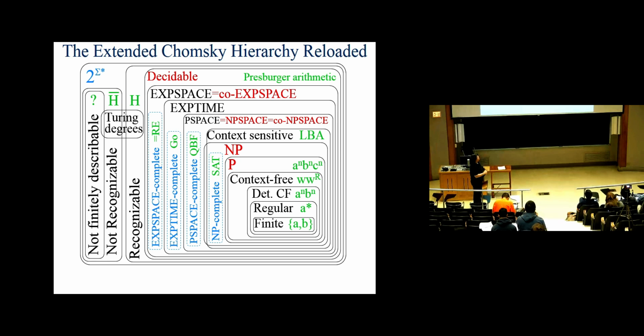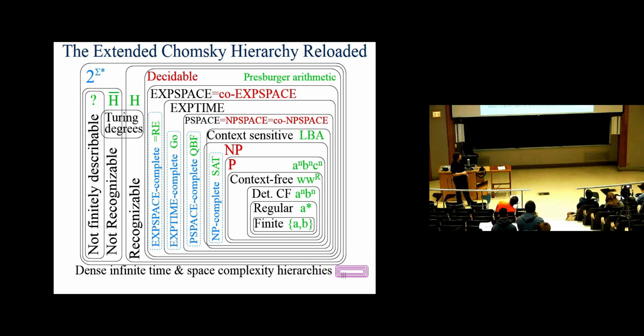But there's plenty of things here that are not the same. For sure, we know that, right? So the dense infinite space and time hierarchies, the complexity classes that we mentioned, now I'm going to put them in here. So inside P, there's an infinite hierarchy of space, infinite hierarchy of time complexity classes. Linear, quadratic, cubic, n to the 4, n to the 5th, n to the 6th. So I'm writing it like this.